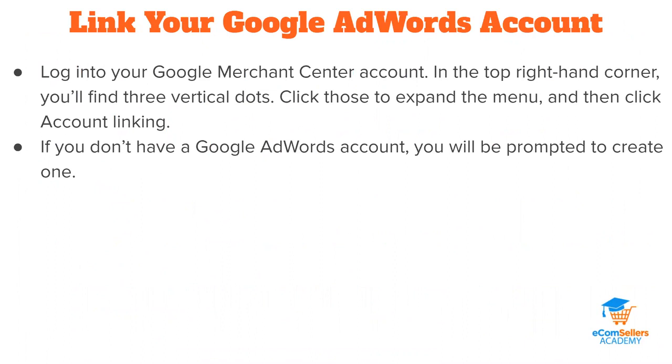The next thing you're going to do is log into your merchant account if you're not already logged in, and click on the upper right-hand corner. There's going to be 3 vertical dots. You're going to click on the menu, and then click on account linking. Basically, you're going to link your Google Merchant account to your Google AdWords account. If you don't have an AdWords account, no sweat, no problem. You're going to be prompted to create one.